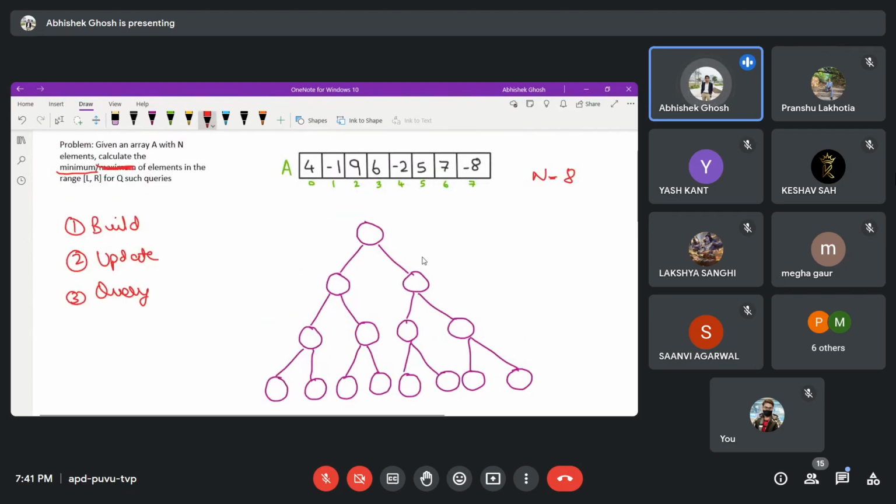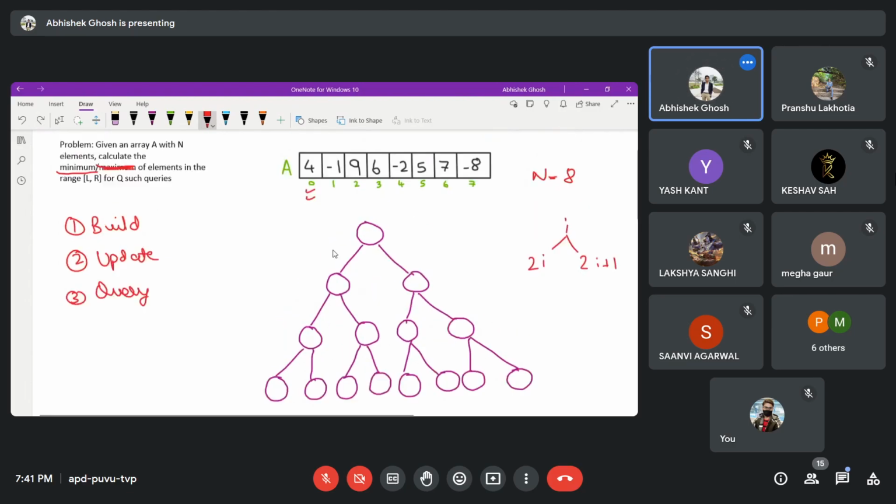So I hope indexing of the tree was clear. For any index i, the left child would be 2i and the right child would be 2i plus 1. And we are following one-based indexing for the tree. The array follows zero-based indexing starting from 0, but in the tree we are using one-based indexing. This is node 1, this is node 2, this is node 3, and so on. If this was node 5, this was node 10, and this was 11, like that, for clarity.